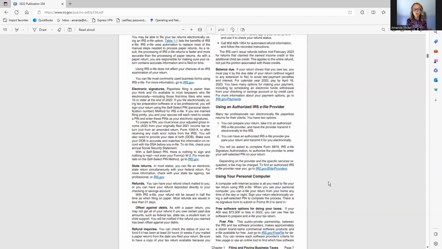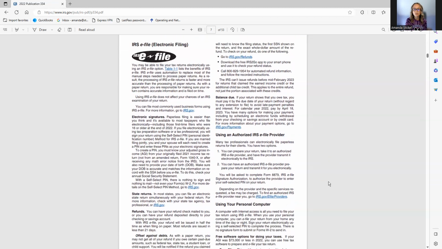Refund inquiries. You can check the status of your refund if it has been at least 24 hours, 4 weeks if you mailed a paper return, from the date you filed your return. Be sure to have a copy of your tax return available because you will need to know the filing status, the first Social Security number shown on the return, and the exact whole dollar amount of the refund. To check on your refund, do one of the following. Go to irs.gov/refund, or download the free IRS2Go app, or call 1-800-829-1954 for automated refund information.